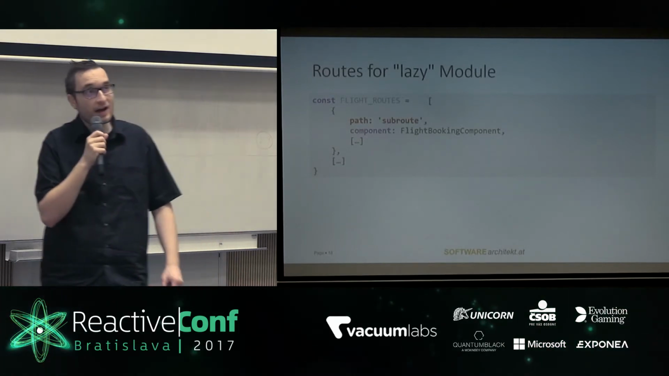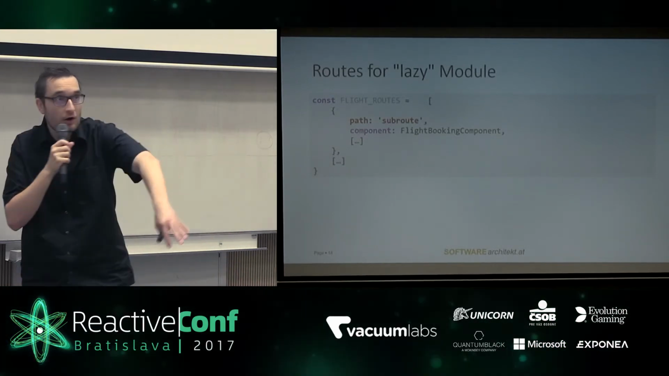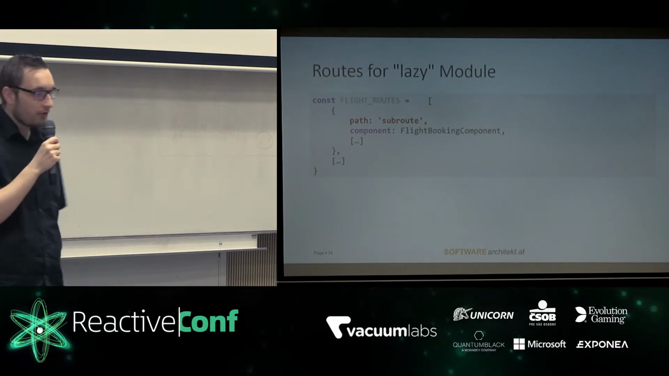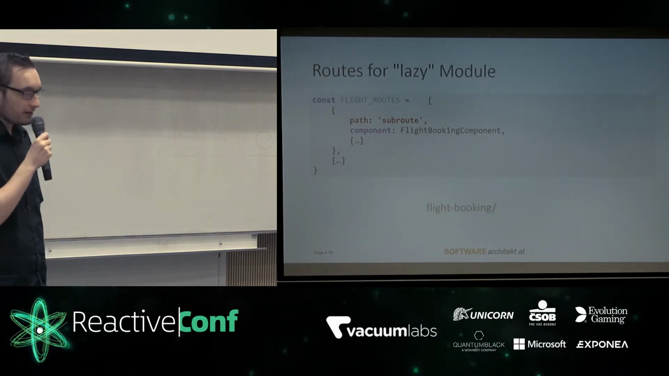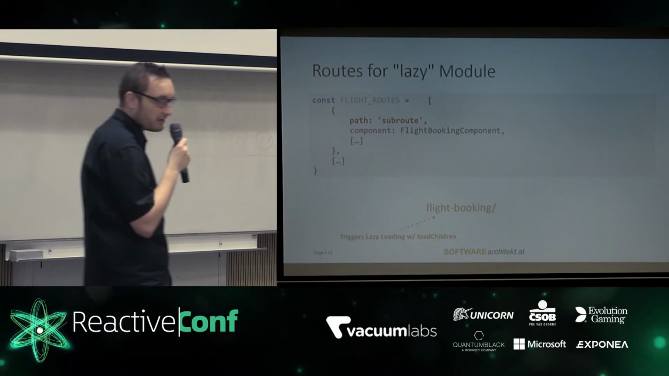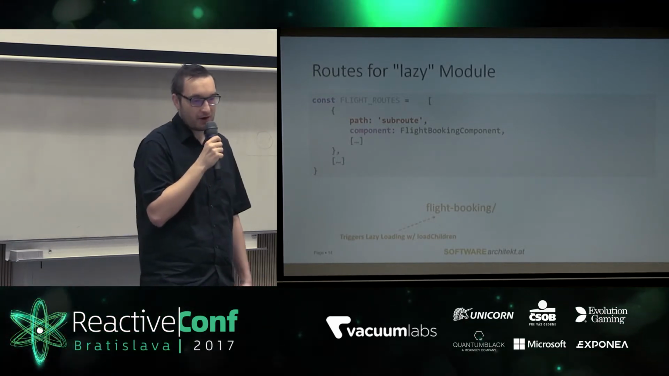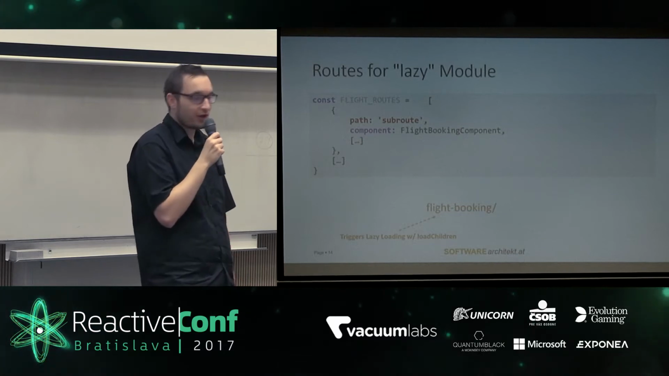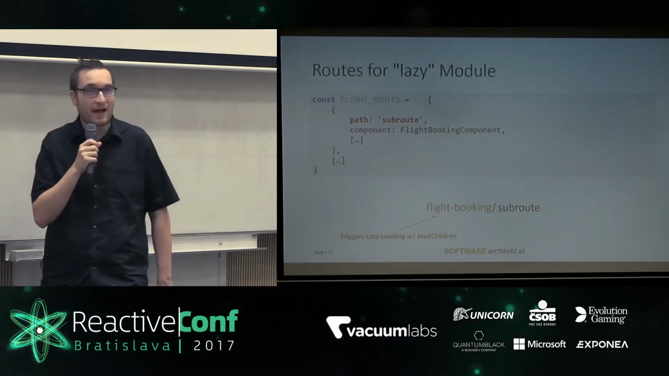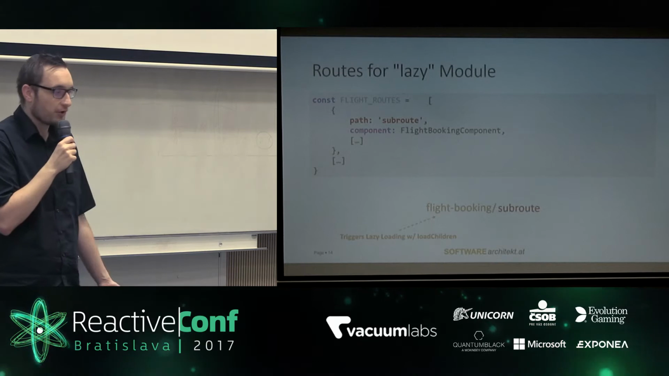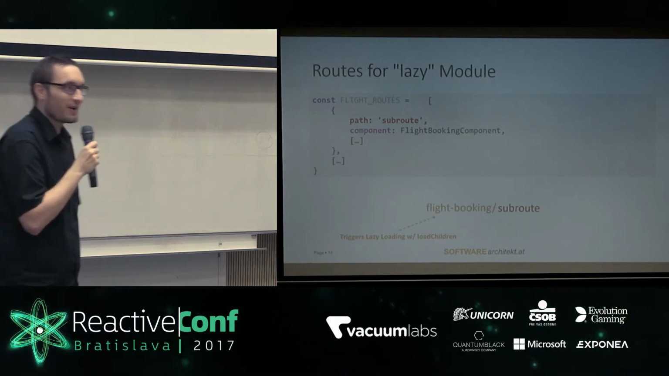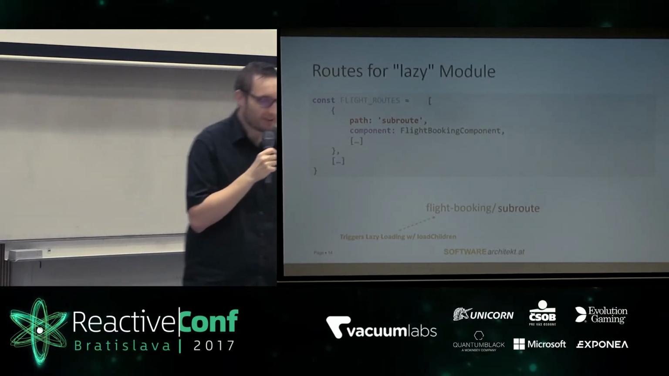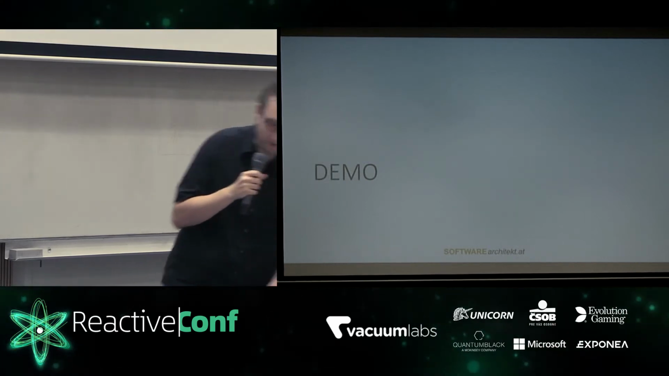Of course, you can directly jump to a subroute within a lazy module. For this, you have to trigger the route that is triggering lazy loading. In my case, the route has the name flight-booking. This is the route that is leveraging loadChildren. And then you have to append the name of the subroute, which is subroute in this very case. So let's have a look at an example for this.